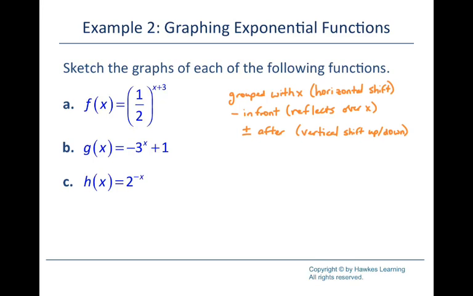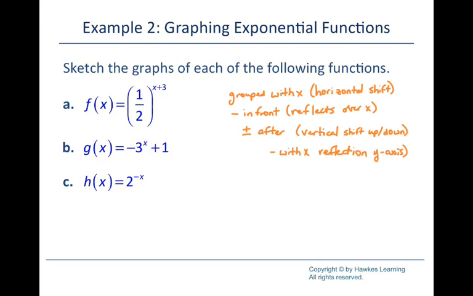Now if you have a negative with your x, that's a reflection over the y-axis. So let's just look at these and make some predictions. Reflection, put an L in there, over the y.